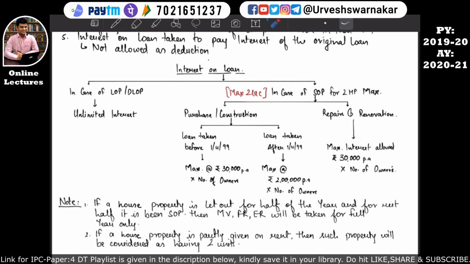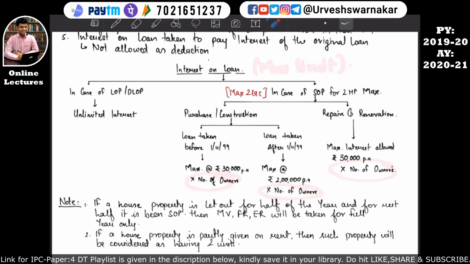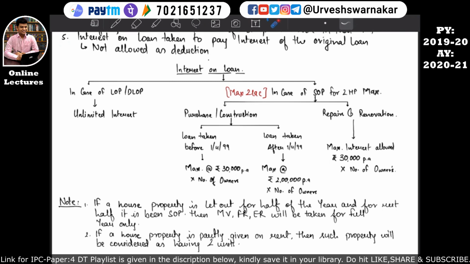So let's revise this part only. Here I have written number of owners. Ignore it for now, because when the time comes to explain this part, I'll explain it to you all. For now, we need to understand the maximum limit first. By now you might have recognized that there is no maximum limit for LOP and DLOP in order to claim a deduction of interest on loan, but there is a maximum limit in order to claim a deduction on interest on loan for SOP.